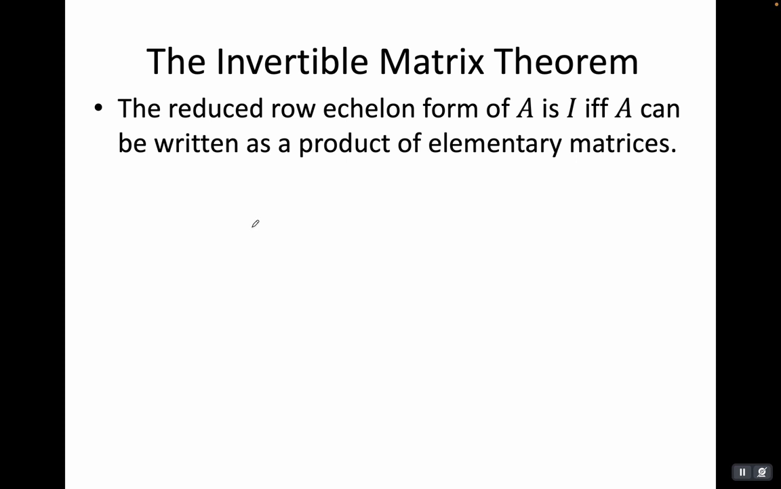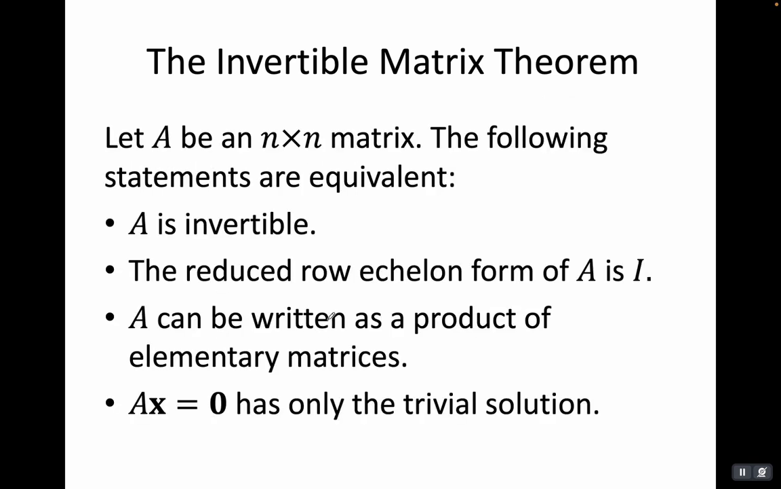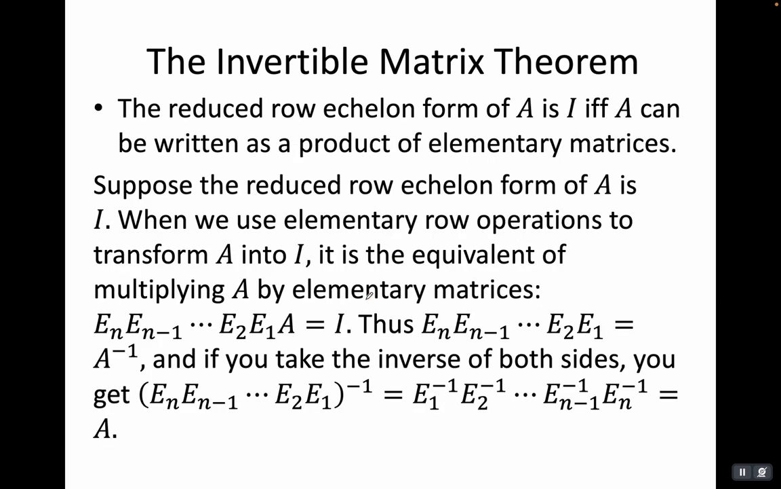Okay, the reduced row echelon form of A is I if and only if A can be written as a product of elementary matrices. So now we're showing that the second and third statements are logically equivalent. Suppose the reduced row echelon form of A is I. When we use elementary row operations to transform A into I, it is the equivalent of multiplying A by elementary matrices. First E1, then E2, and so on, then E sub n minus 1, then E sub n, and that all equals I.